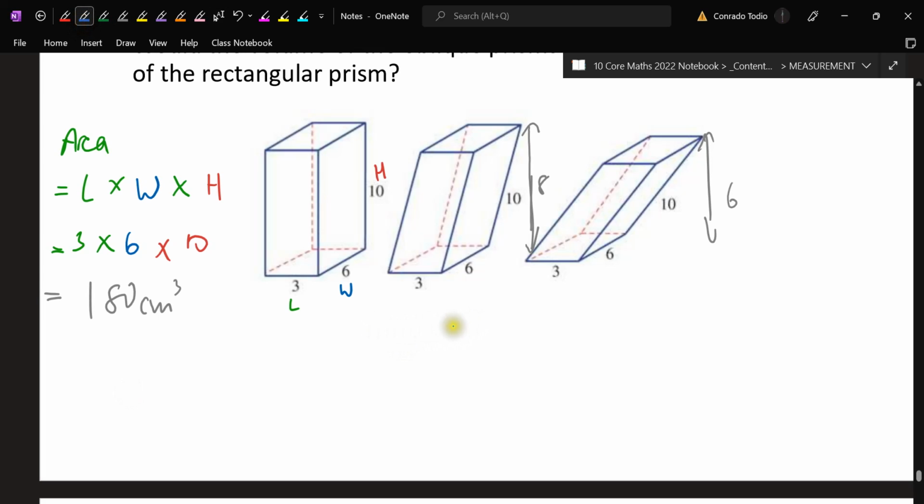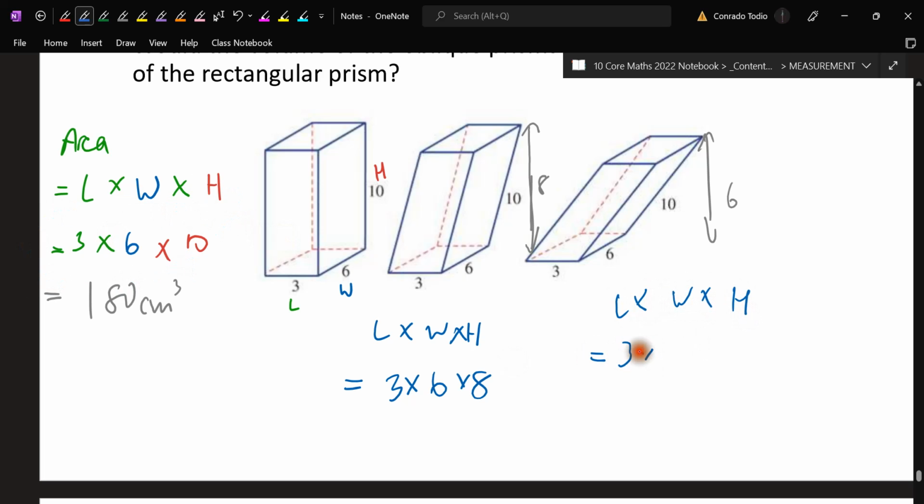For example, for this one, length times width times height, if we used 8 as the height, it'd be 3 times 6 times 8, which is definitely less than that. And then similarly for this one, length times width times height.